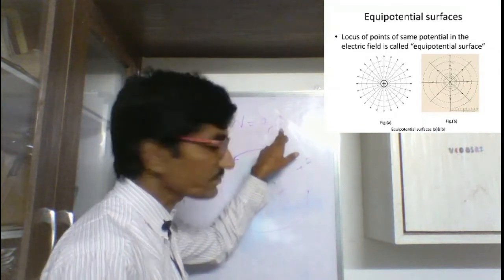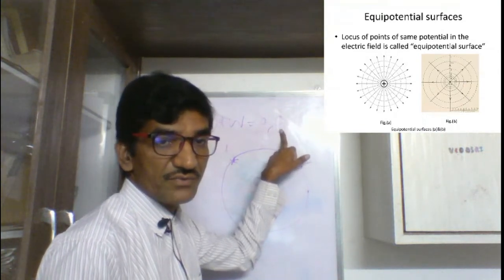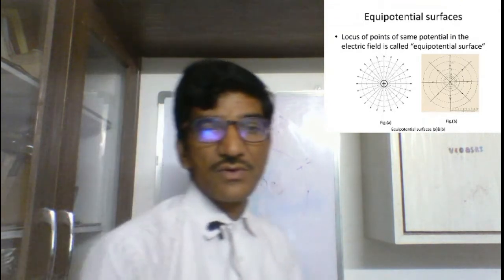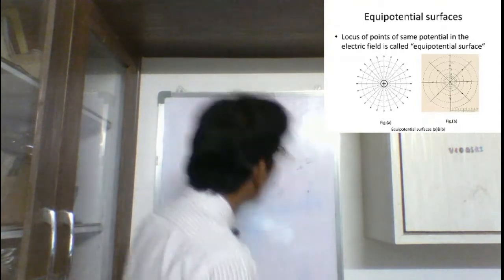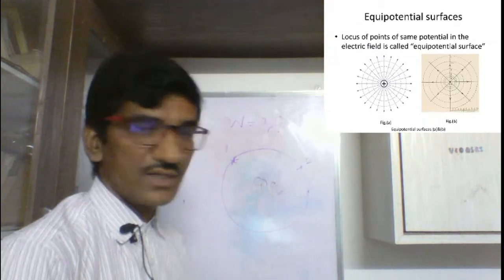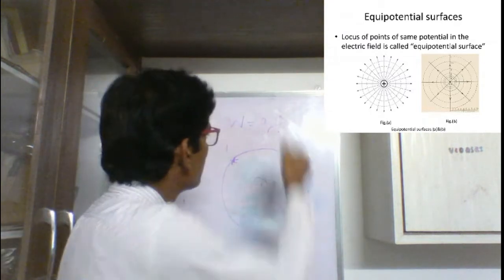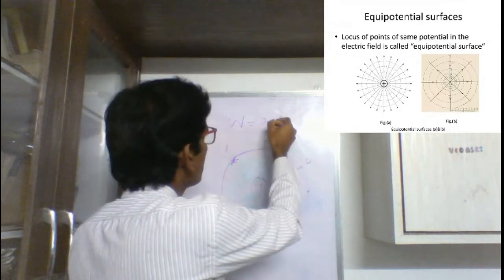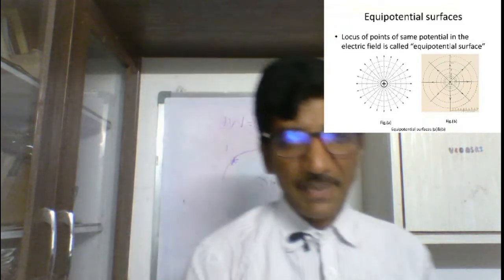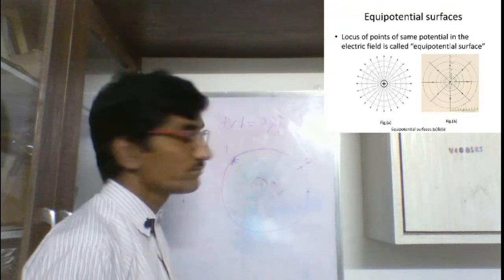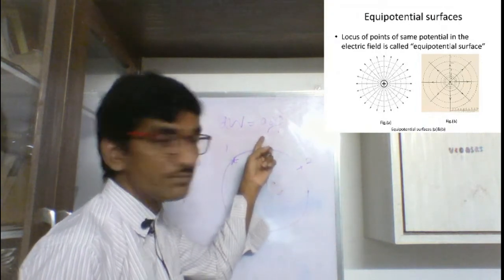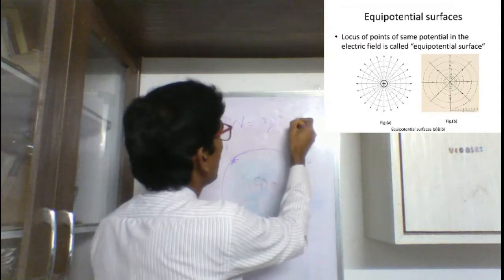For 1 coulomb charge, this much work is needed. For Q coulombs, Q phi work is needed. If you write d phi, it becomes dW. So, how much work is needed to displace the particle from point 1 to point 2? Q times d phi.